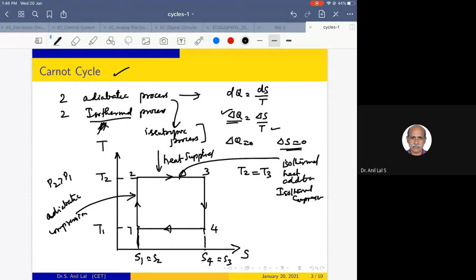So in the Carnot cycle, the pressure increases during the adiabatic compression and isothermal compression. 1-2 is adiabatic compression and 2-3 is isothermal compression. In that manner, we can say that 3-4 is an adiabatic expansion, which is the reverse, because when temperature reduces from T3 to T4, the pressure also reduces. So it's an expansion process. Similarly, 4-1 is an isothermal expansion.